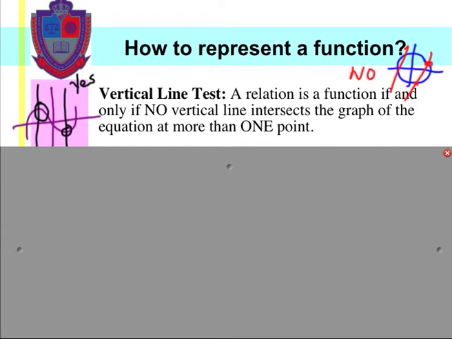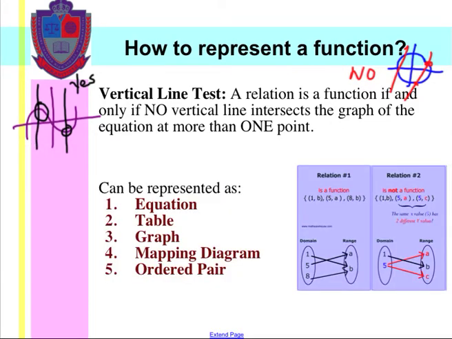So the 5 ways that we're going to represent functions are: an equation, something as simple as y equals 2x plus 6; a table form, which we saw previously; a graph, we also saw that; a mapping diagram, which is just something right here, where you map your domain and your range; and an ordered pair, which we saw as well.